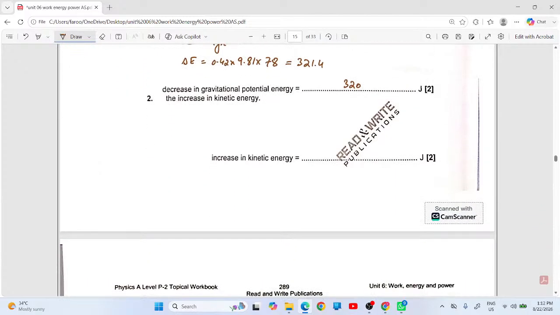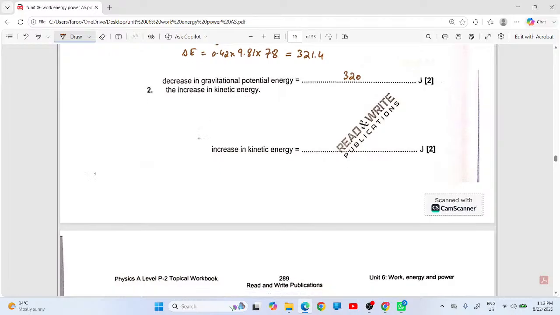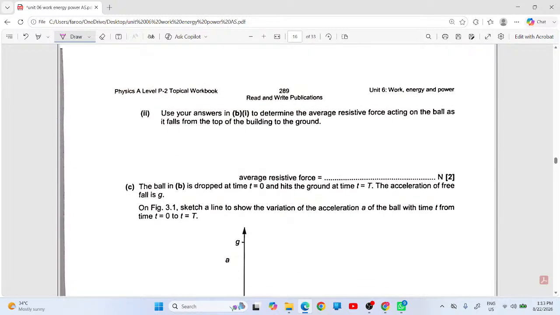The increase in kinetic energy. Now you have to find the increase or change in the kinetic energy, which equals half m v squared. Half m, mass is 0.42, into velocity, velocity is 23, squared. 111.09. तो इसको मैं 110 लिख दूं. 110 joules. Next is use your answer in B part 1.